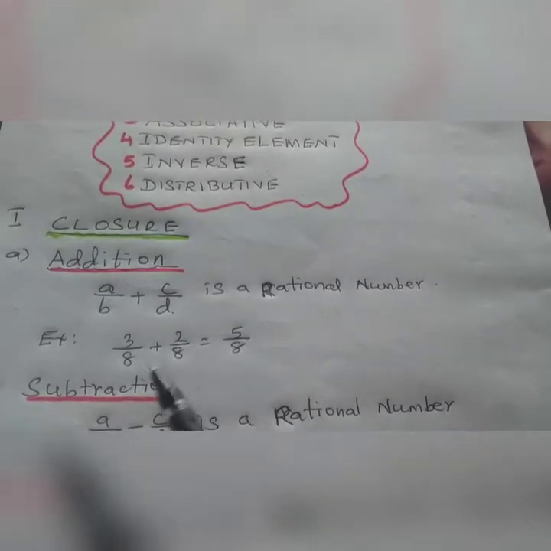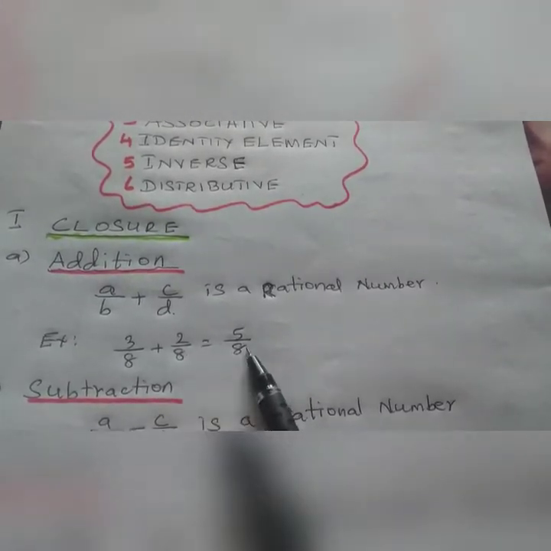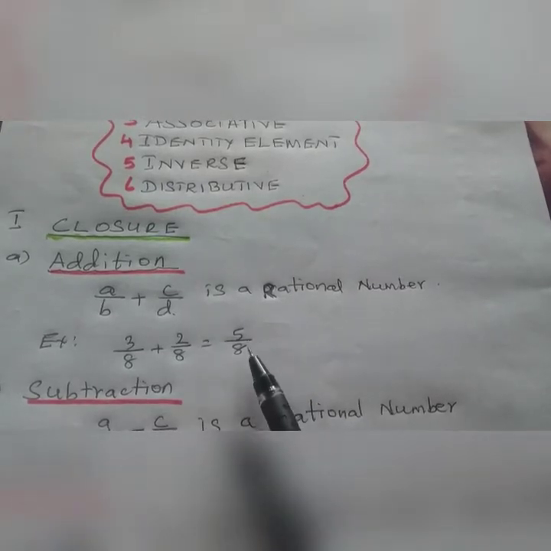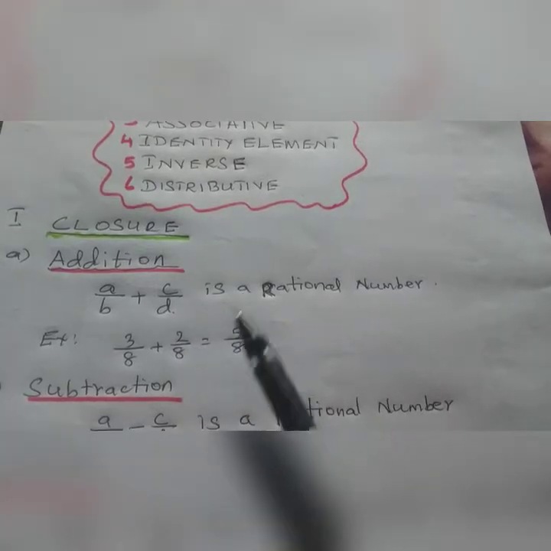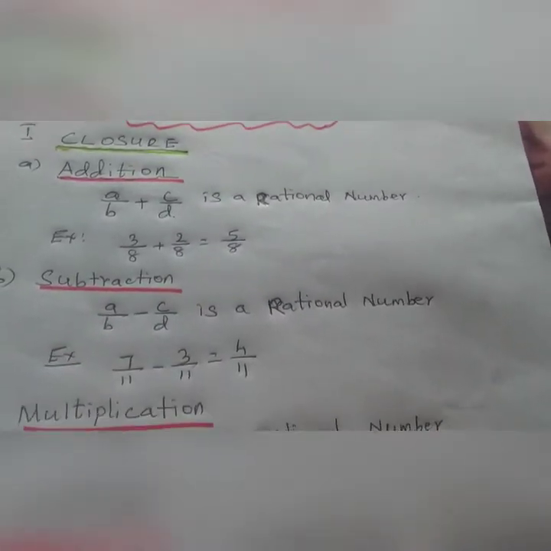Okay, children. So the sum of 2 rational numbers is again a rational number. 5 by 8 is also a rational number. That is, closure property for addition is true. Now we'll see the closure property for subtraction.